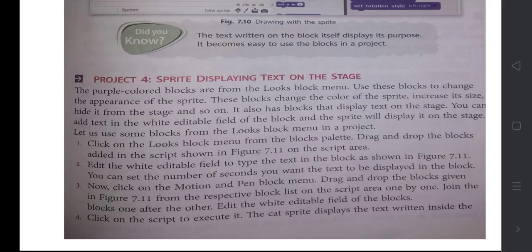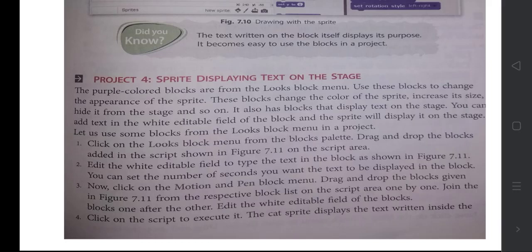Now we are going to first click on the looks block menu from the block palette. The same way, drag and drop the block. Then edit the white editable field to type the text. Okay, the block shows 7.11.